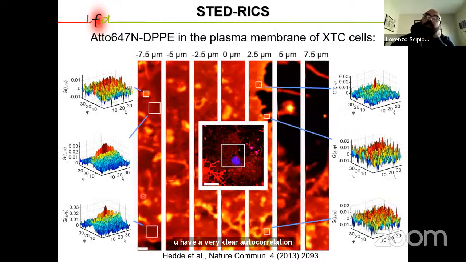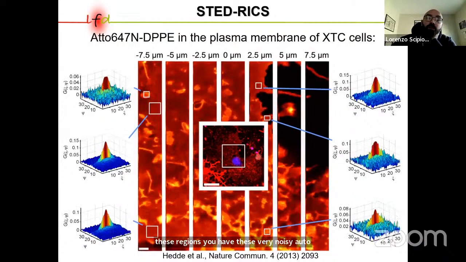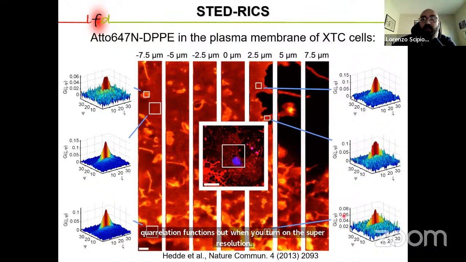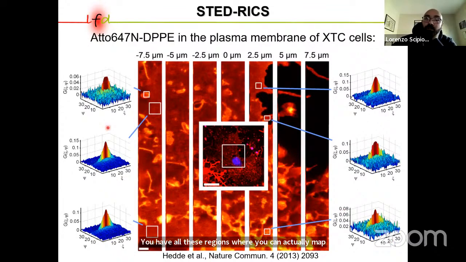As a comparison, this is the dye that I mentioned before, Abberior STAR 635P. And then you see in these regions, you have these very noisy autocorrelation functions. But when you turn on the super resolution, you have all these regions where you can actually map the diffusion coefficient at very high resolution as well along the membrane, in the membrane, yes.